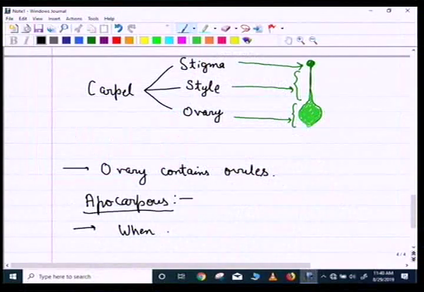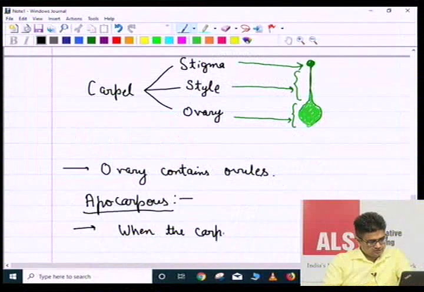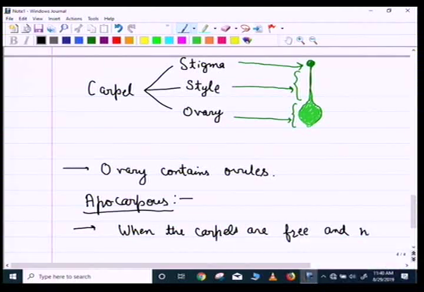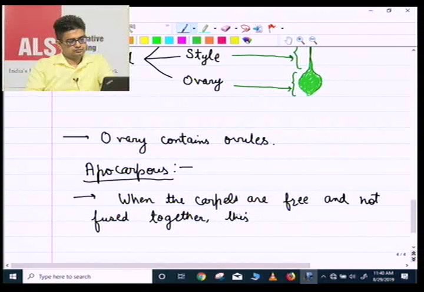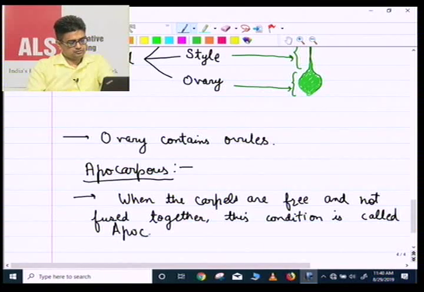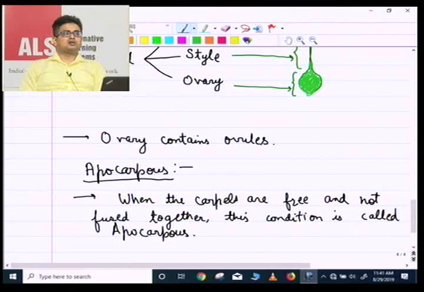When the carpels are free and not fused together, this condition is called apocarpous. This condition is called apocarpous condition.